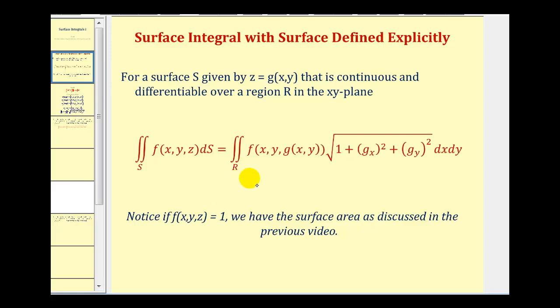And there are some important things we should notice here. First, we're going to replace z with g of x, y, and second, differential s is replaced with this extra integrating factor here, and then differential a written as dx dy or dy dx. And notice in the previous video when we were talking about surface area, we introduced this surface integral where f of x, y, z was equal to 1, but now the integrand is a function other than 1. Let's take a look at where this integrating factor or this Jacobian comes from.